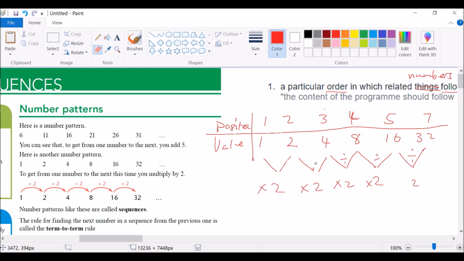But how did we find that out? We first divided the second by the first, divided the third number by the second, so that we can get a factor that we are using, and we see it's the same throughout. From number to number, there is a factor of 2. So we are multiplying by 2 each time to get the next value.